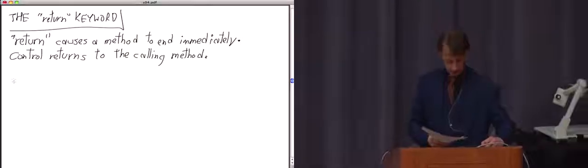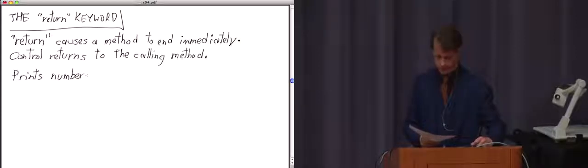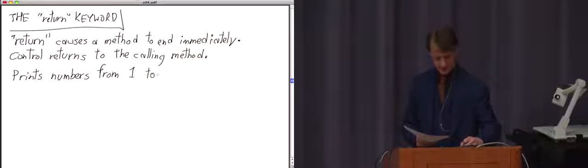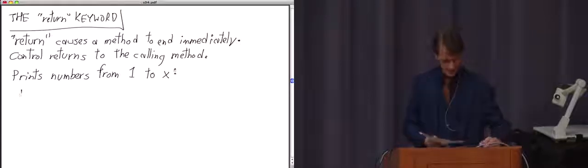So to give an interesting example of why you might want to return before the end of a method, here is a recursive program that prints all the numbers from 1 to x. This is obviously not the most efficient way to print the numbers 1 to x, but it gives you a sense of how more interesting recursive stuff could be done.